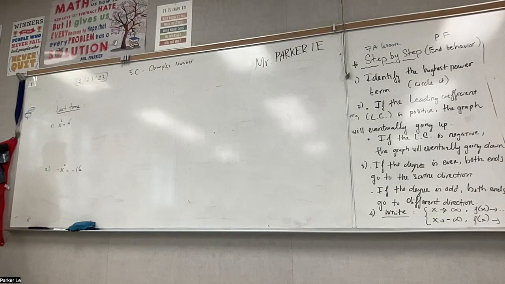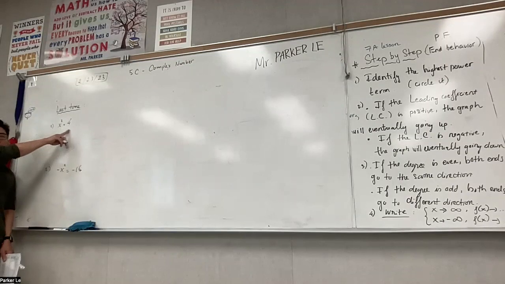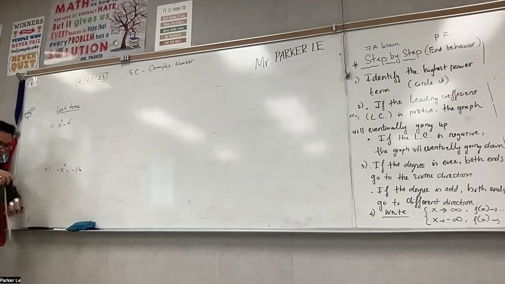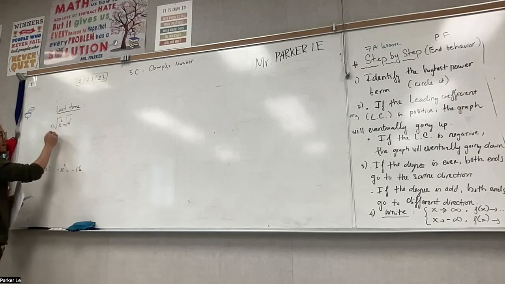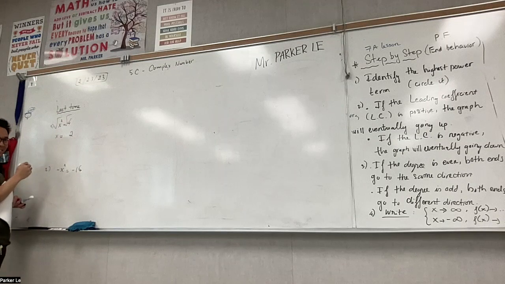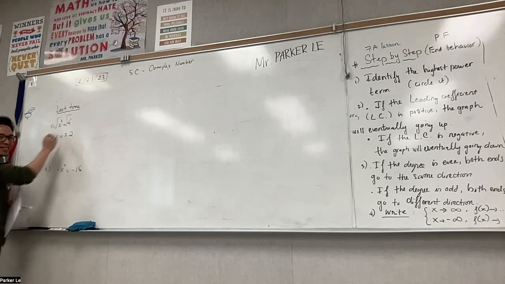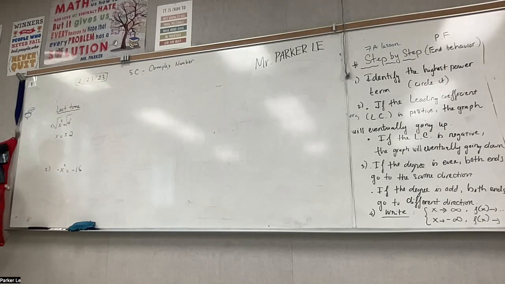Last time, how did we do this? You're taking the square root. So what is that? 2? Just 2? Oh, plus minus 2. Why do you keep forgetting this? Plus minus 2, okay?